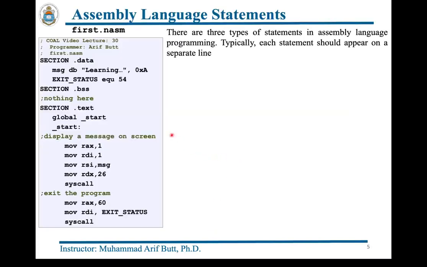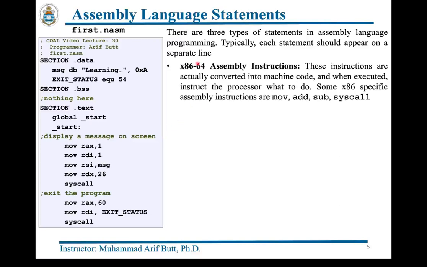Well, dear students, there are three types of statements in assembly language programming, and typically each statement should appear on a separate line. The first type is the x86 64 assembly instructions. These instructions are actually converted into machine code and when executed instruct the processor what to do. Some x86 specific assembly instructions are mov, syscall and maybe add, sub, mul and div.